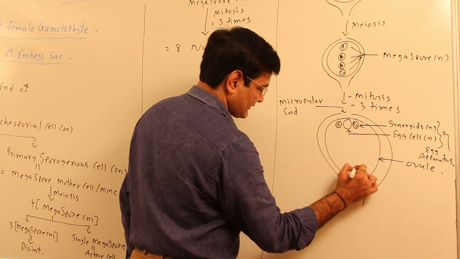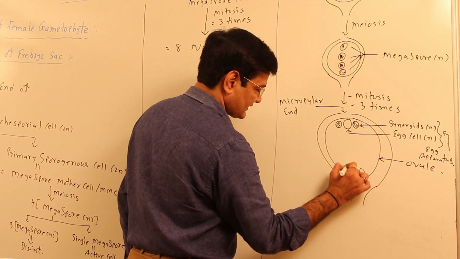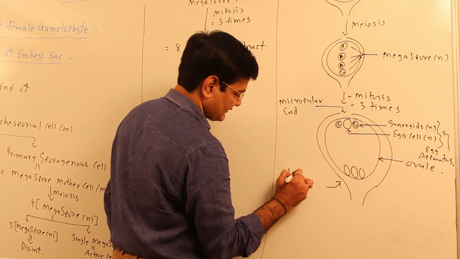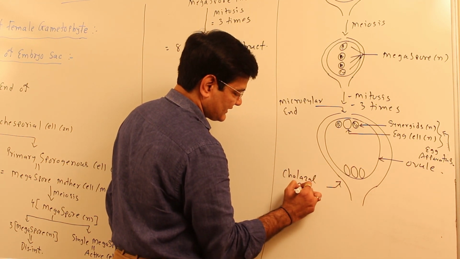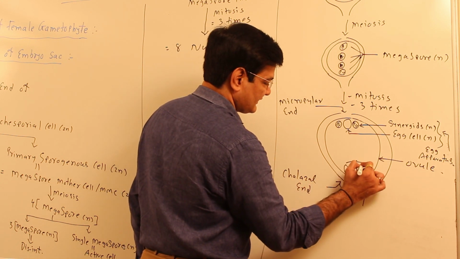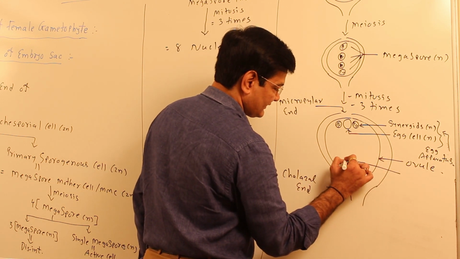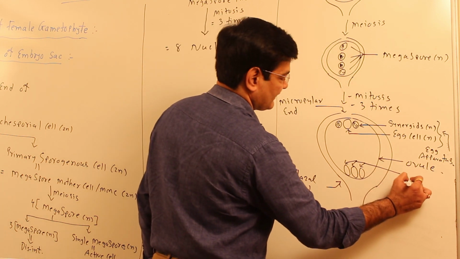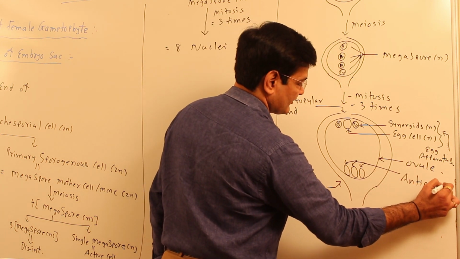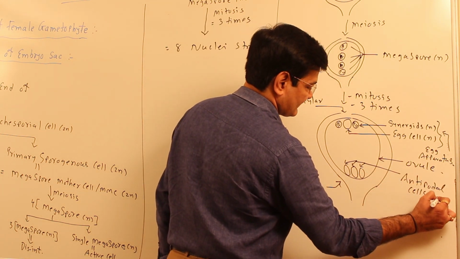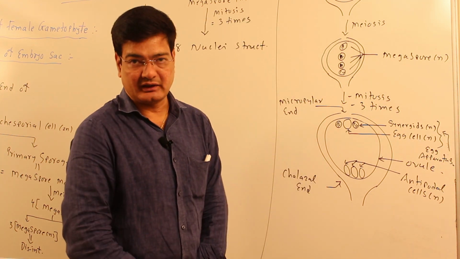3 cells are located towards the chalazal end. These 3 cells located at the chalazal end are antipodal cells. Again, these 3 are haploid.